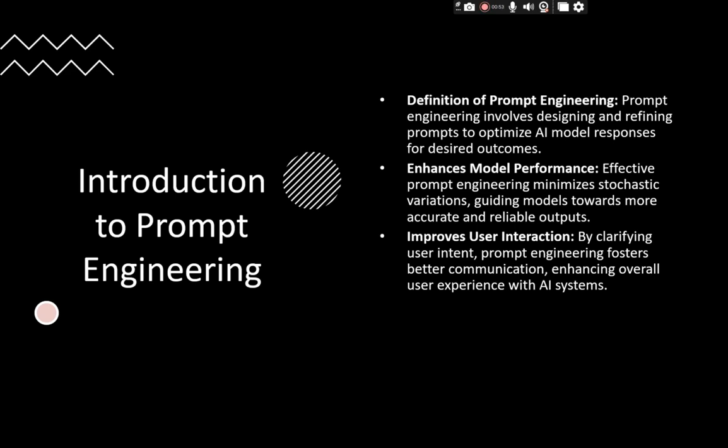In this lecture or tutorial, first let's talk about the definition of prompt engineering. Prompt engineering involves designing and refining the prompt to optimize AI models so that we can get the desired outcome out of it, and it enhances the model performance also. Effective prompt engineering minimizes the stochastic variation, guides the model towards accurate and reliable outputs, and improves user interaction by clarifying the user intent. Prompt engineering fosters better communication by enhancing the overall user experience with AI systems.